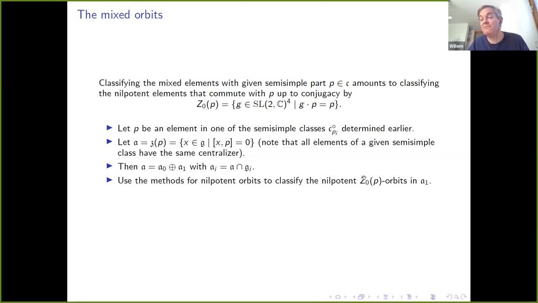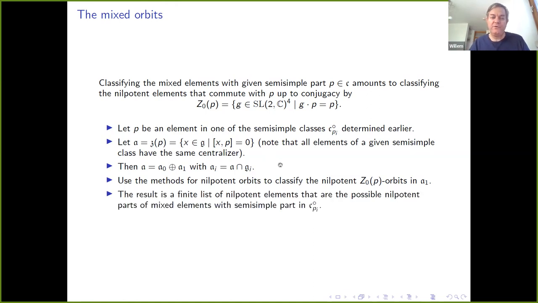So that's just, let's say, an easier classification of nilpotent orbits. And then you get all nilpotent parts that this P can have as a mixed element. Okay, so the result is a finite list of nilpotent elements that are the possible nilpotent parts of mixed elements with semi-simple part in CP naught.